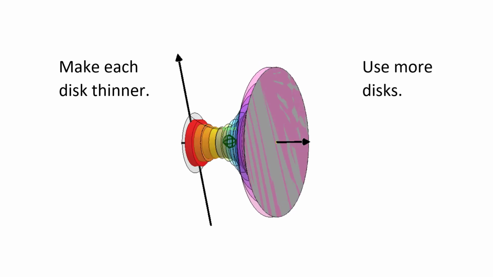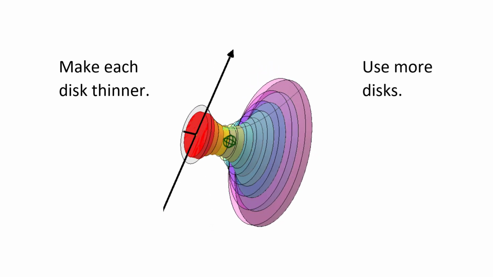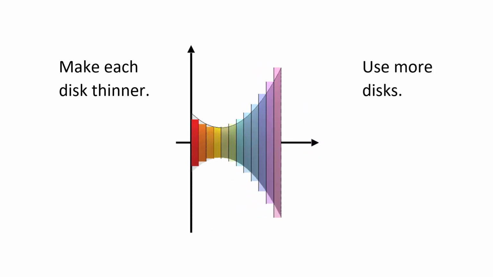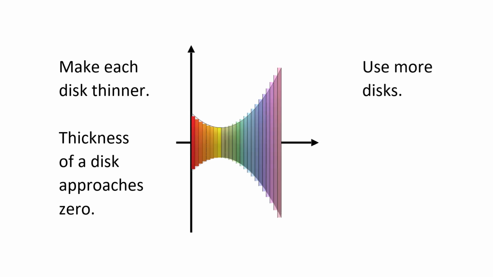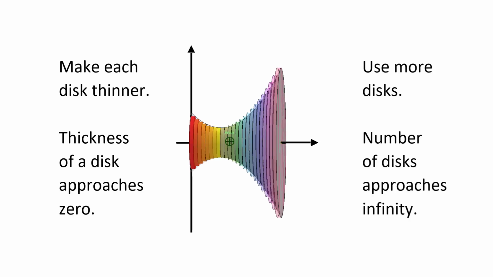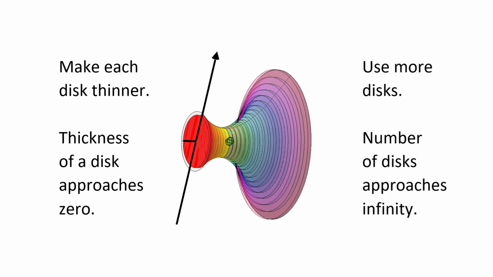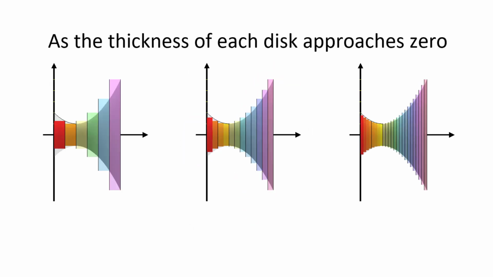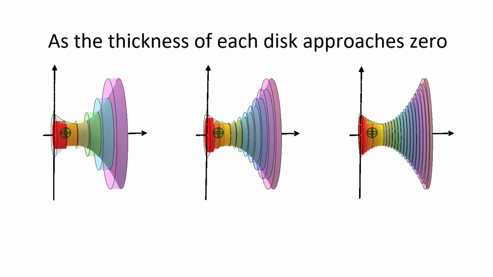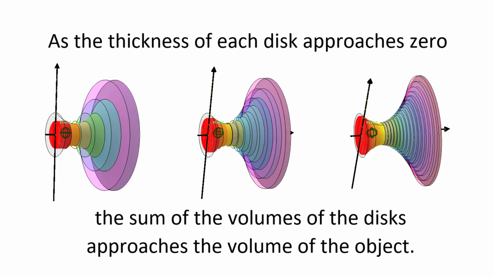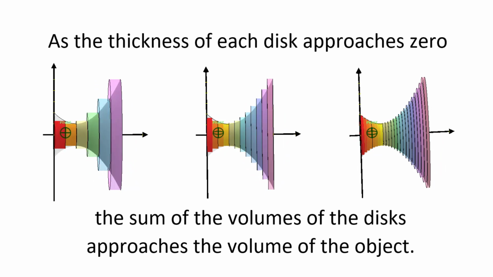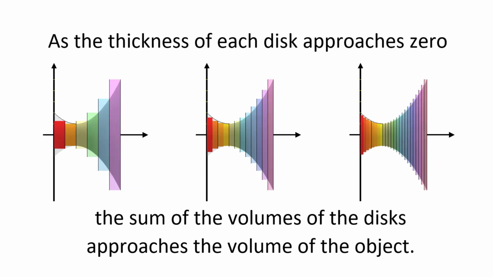As the disks become thinner, they follow the curve more closely. In the limit, as the thickness of each disk approaches 0, so that the number of disks approaches infinity, the disks follow the curve perfectly. In the limit, as the thickness of a disk approaches 0, the sum of the volumes of all the disks is exactly equal to the volume of the object.